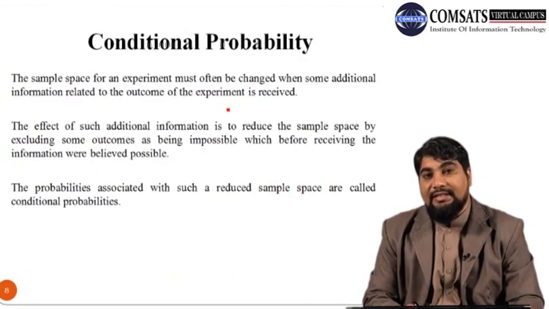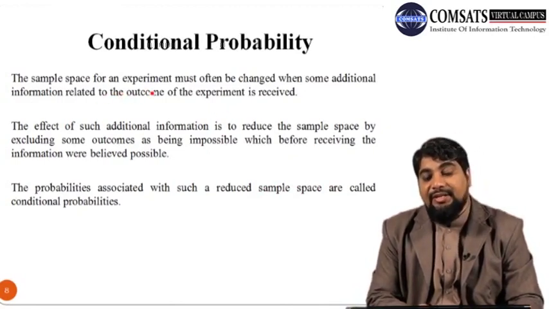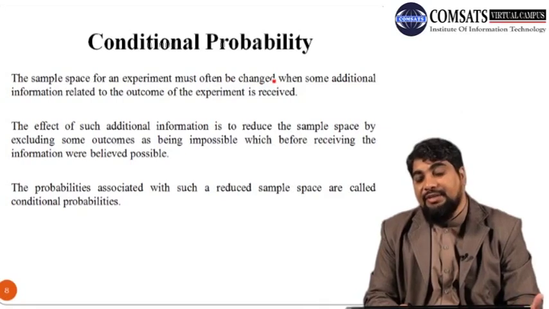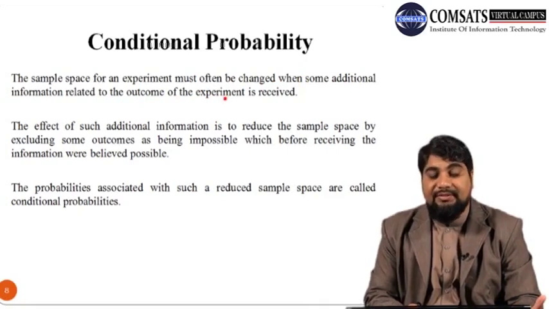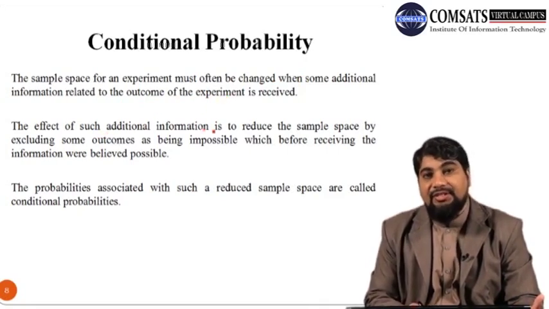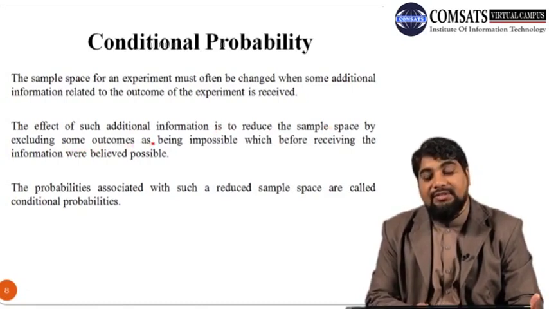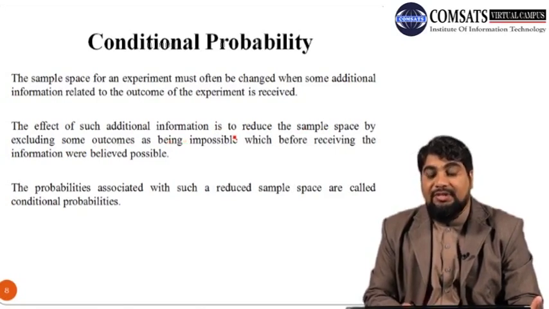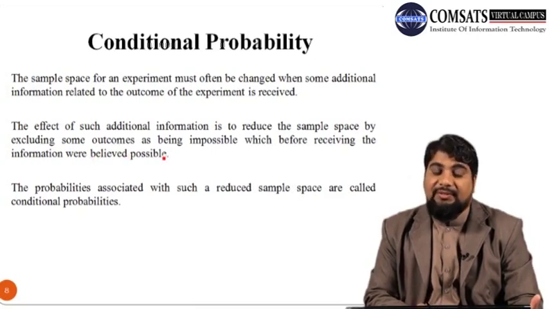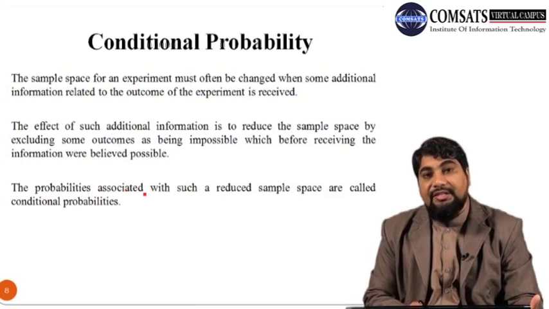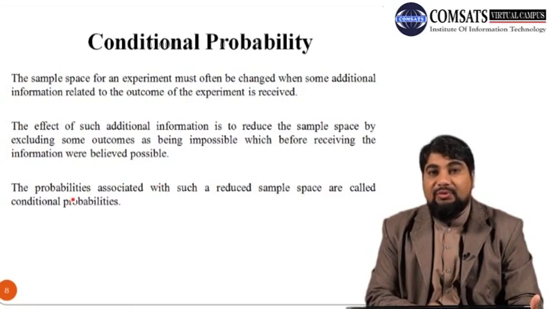Now we discuss the concept of conditional probability. The sample space for an experiment must often be changed when we have some additional information related to the outcome of the experiment. The effect of such additional information is to reduce the sample space by excluding some outcomes as being impossible, which before receiving the extra information were believed possible. The probabilities associated with such a reduced sample space are called conditional probabilities.